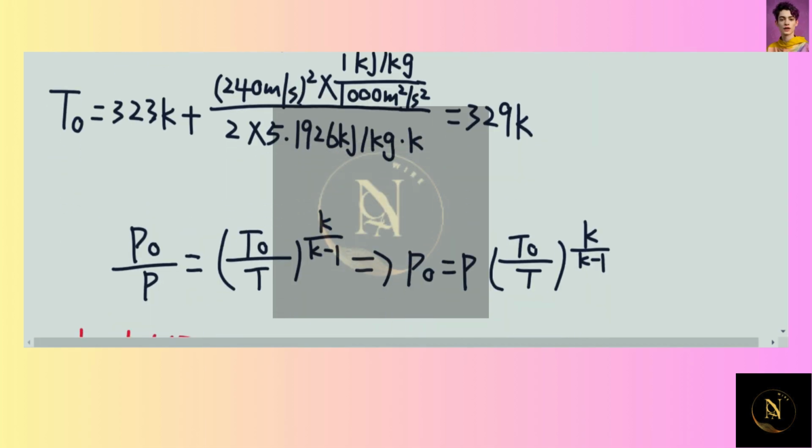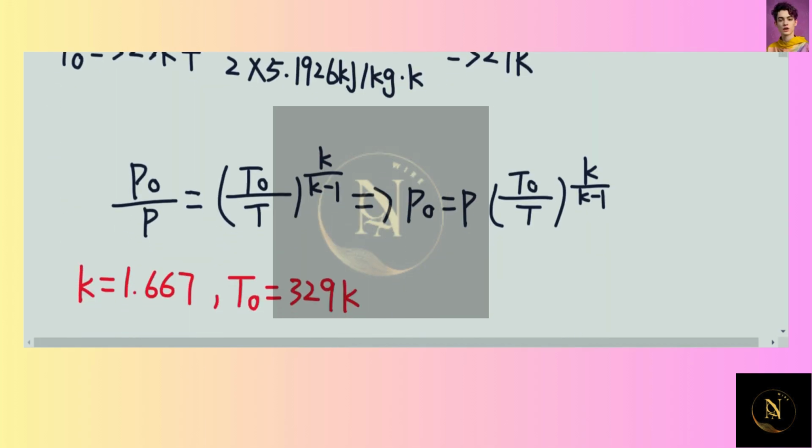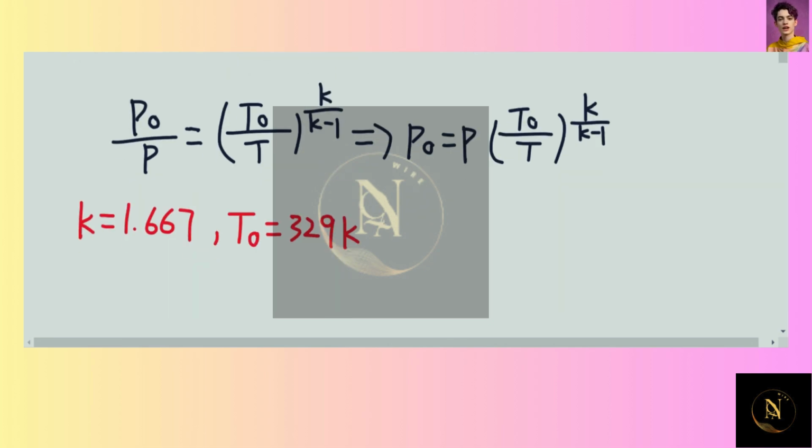So now let's determine the stagnation pressure, which is P0 equal to P times T0 over T to the power of K over K minus 1. So we know K, the specific heat ratio for helium, is about 1.67, and T0, the stagnation temperature we just figured out, is 329 Kelvin.